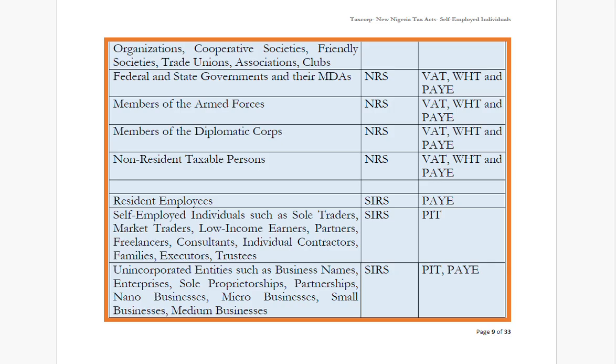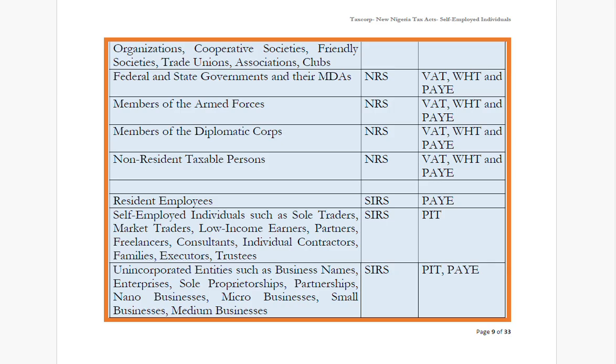So their taxing authority is the State Internal Revenue Service or Federal Capital Territory Internal Revenue Service. And as an employee, all you have to pay is your PAYE. The next group is self-employed individuals such as sole traders, market traders, low-income earners, partners, freelancers, consultants, individual contractors, families, executors, and trustees. Again, they are under the subnational tax authority, that's the State Internal Revenue Service, and they are liable to pay personal income tax.